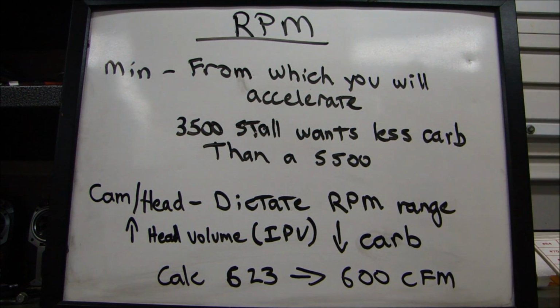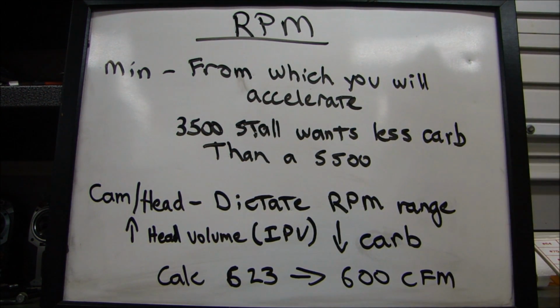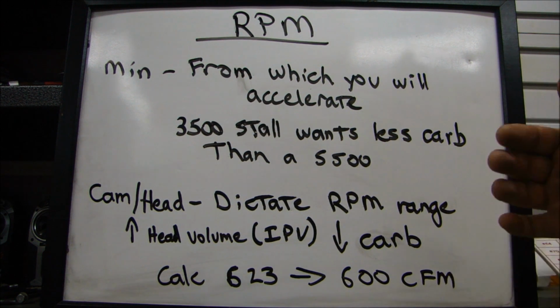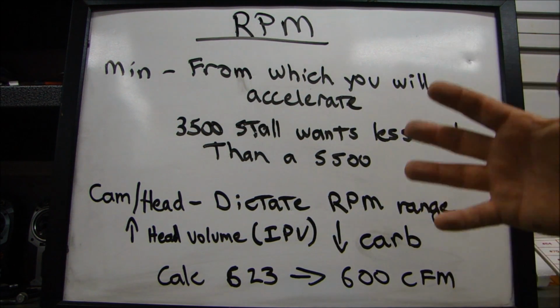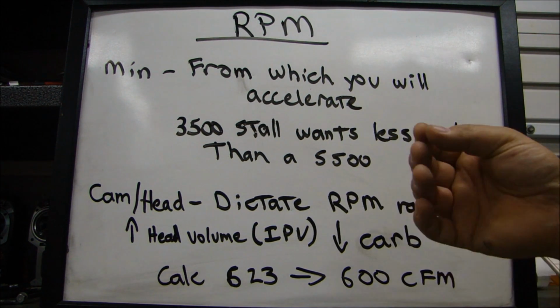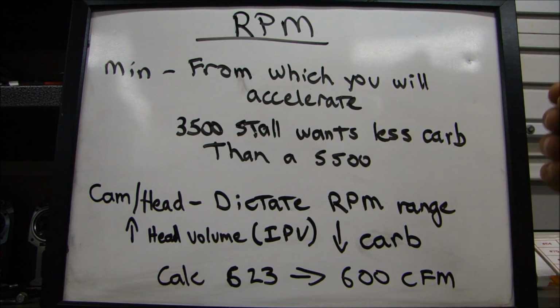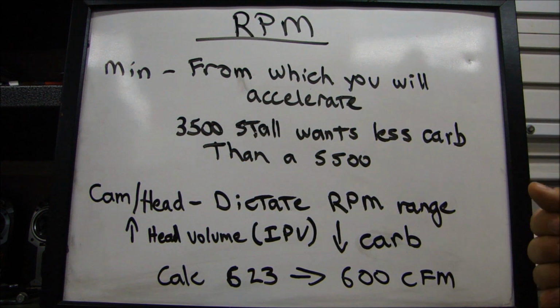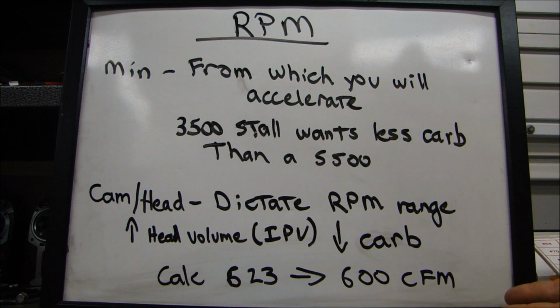What else dictates the RPM range is your cam and head design. Back in other videos, in my cylinder head video and the cam video, I talked about buying your cam and your head, your RPM ranges, and where the vacuum starts to generate. You want to plan and buy your cam and head combination so you know where the RPM range is going to be. If you're rebuilding an existing engine, you should know what cam is in there and what type of head you have, so you know what the RPM range is.